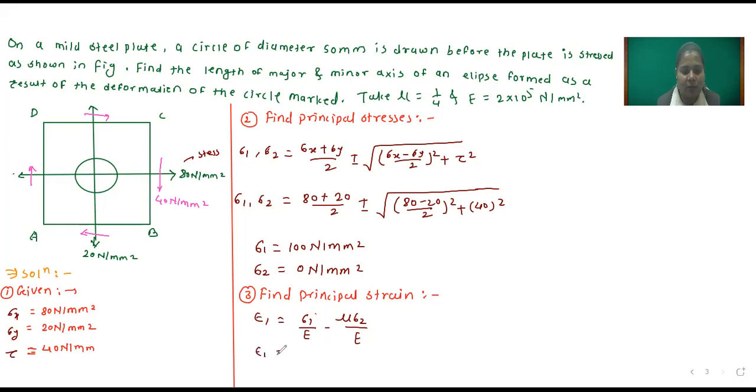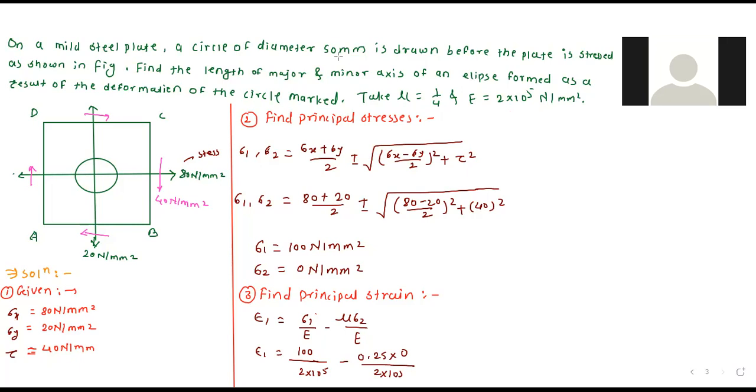So epsilon 1, which is equal to sigma 1, that is major principal stress, 100 divided by E. The value of E is 2 into 10 raised to 5, minus mu. Value of mu is 1 by 4, that is 0.25, into the value of sigma 2, which is 0, divided by 2 into 10 raised to 5. So here this term will get 0. Okay. This term we will get 0. So accordingly you calculate the value of epsilon 1 and tell me epsilon 1 is equal to how much?